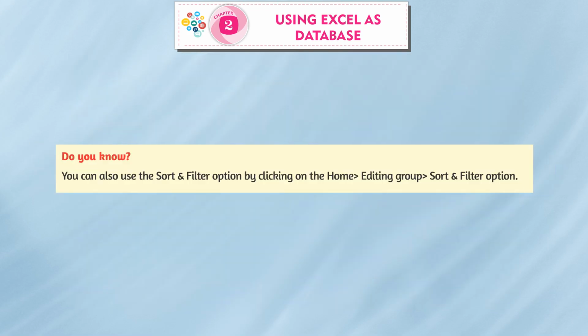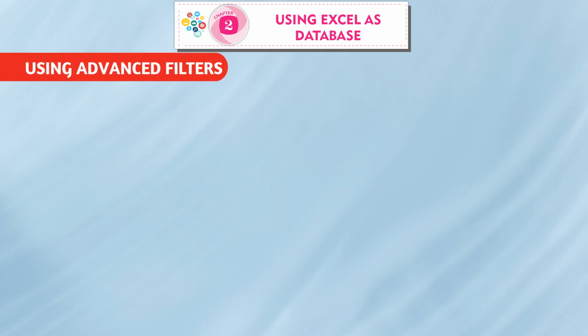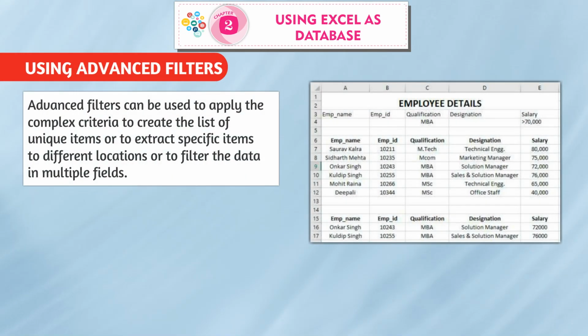Do you know? You can also use the Sort and Filter option by clicking on the Home Editing group Sort and Filter option. Using advanced filters. Advanced filters can be used to apply the complex criteria to create the list of unique items, or to extract specific items to different locations, or to filter the data in multiple fields.